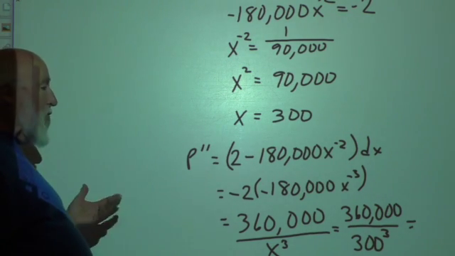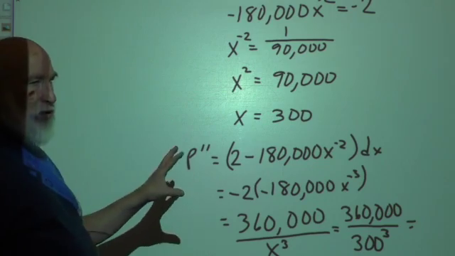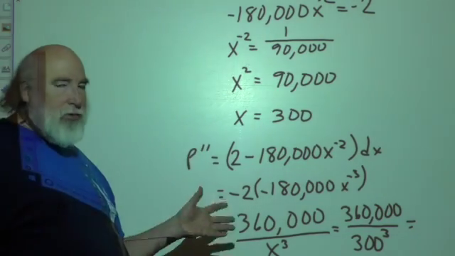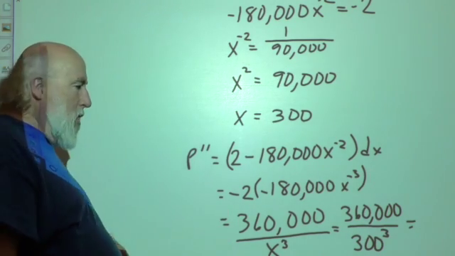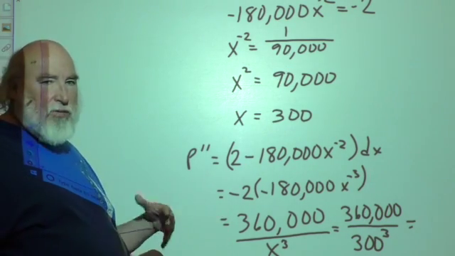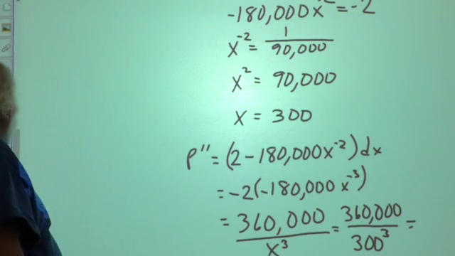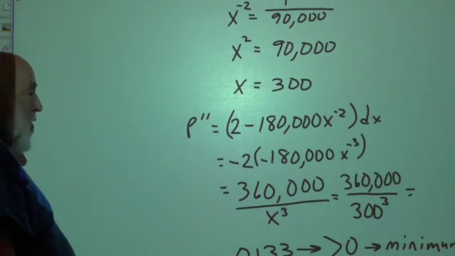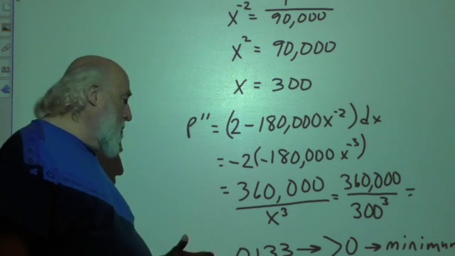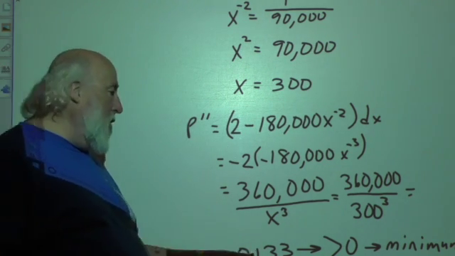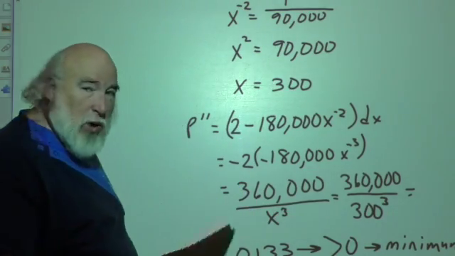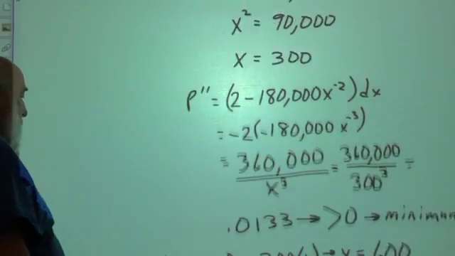But remember, since that's a double prime, a second derivative, we're trying to figure out if it's a minimum or a maximum value. If it's negative, it's maximum. If it's positive, it's minimum. And sure enough, we get a positive 0.0133. There we go. It is a minimum. That's what we want.